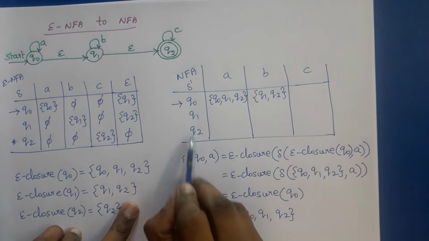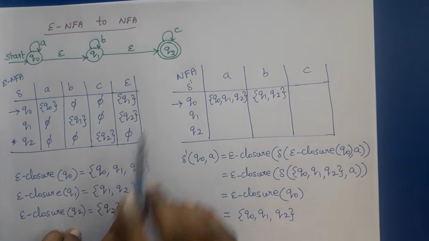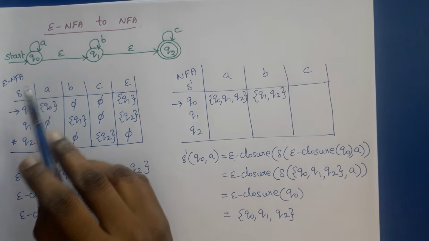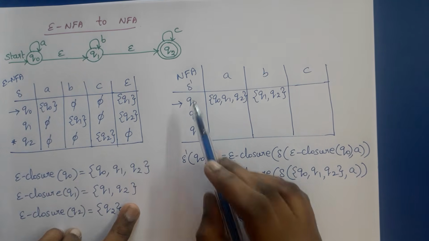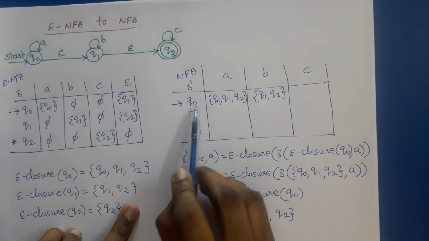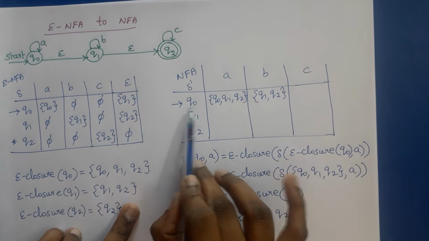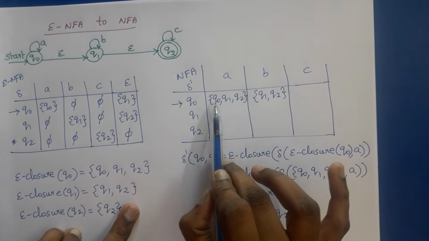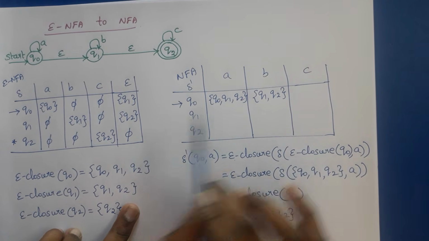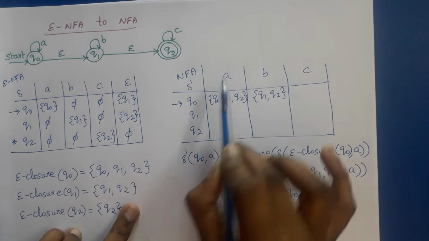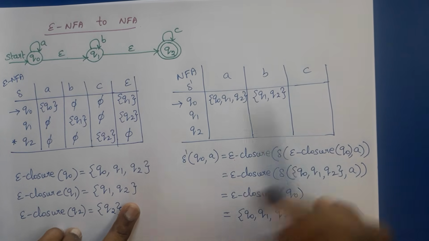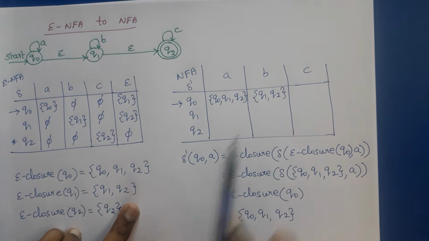And here the set of states are Q0, Q1, Q2 only, because we are just going to remove epsilon from the epsilon NFA. So the set of states are similar to the NFA only: Q0, Q1, Q2. We should not write Q0, Q1, Q2 as a single state. From state Q0, A goes to Q0, Q1 as well as Q2. So here the states are Q0, Q1 and Q2 only.